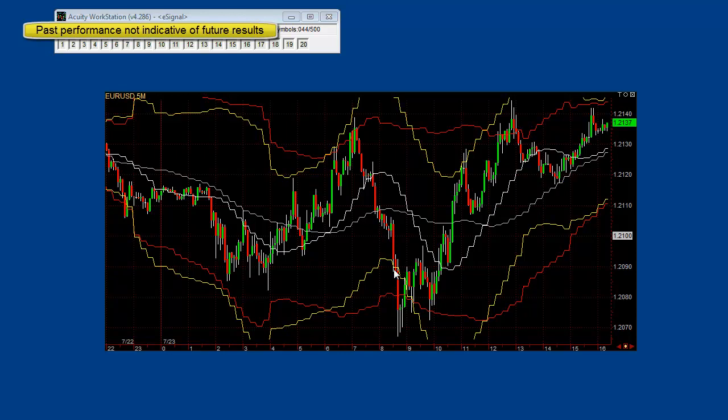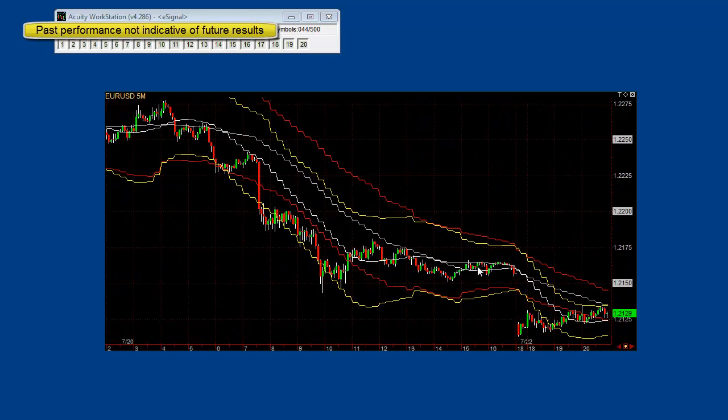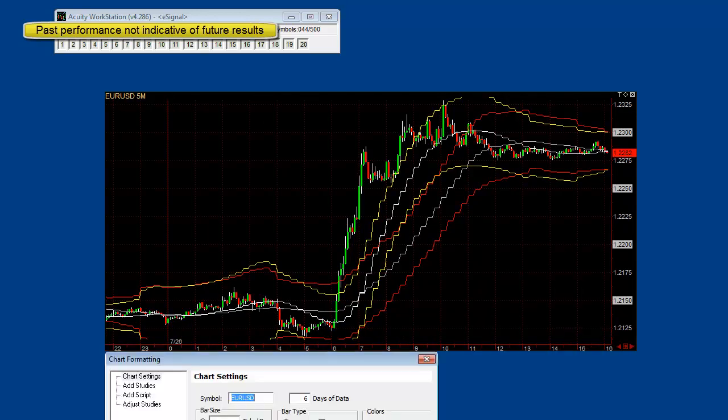Now, this one was a little bit early. The price went underneath there, which is going to happen. It's impossible not to because these are based on statistics. And every once in a while, price makes an extremely explosive move, and it goes beyond what is normal.